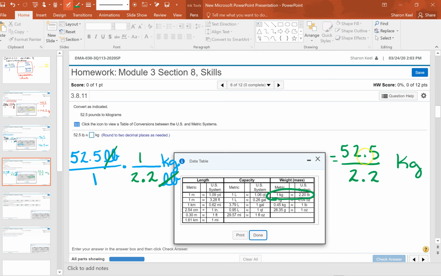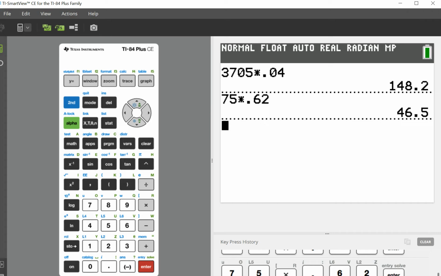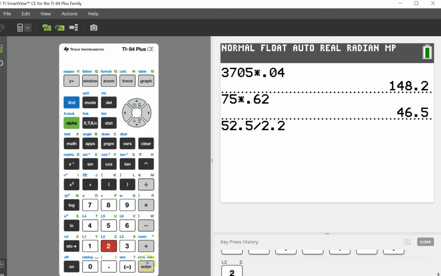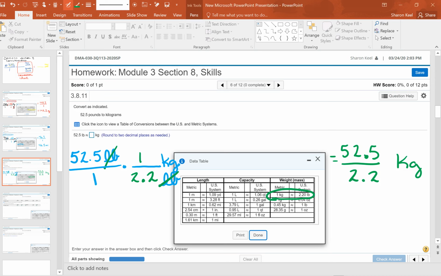Now we can't leave our answer just like this. We see we need to do a division. So we're going to do 52.5 divided by 2.2. And that will give us 23.8636, and the 36 is repeating.